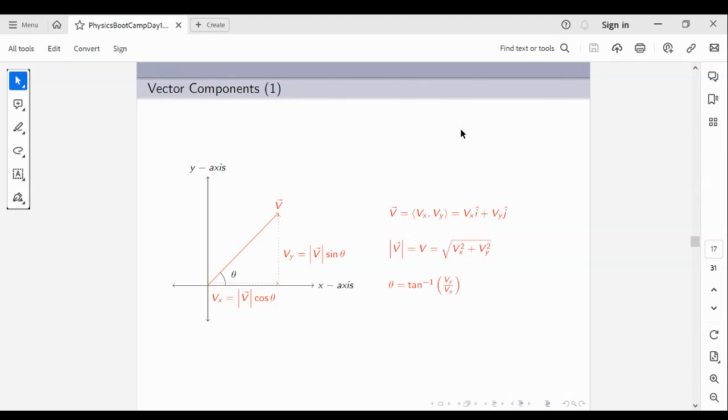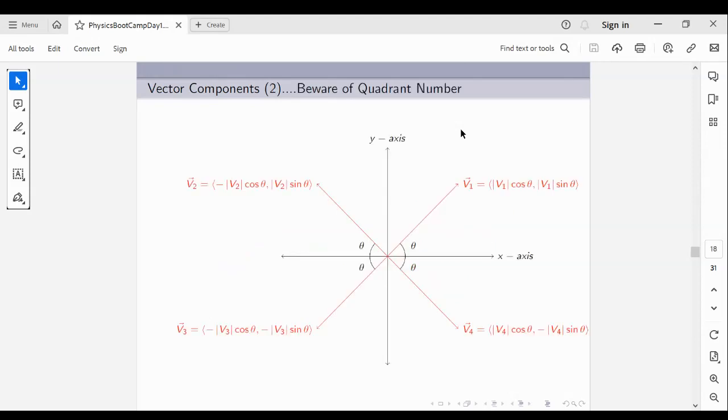So after we've talked about components, I want you to be mindful of where exactly you are in your coordinate system. X is not always cosine theta. Y is not always sine theta. You need to know what opposite and adjacent mean and adapt it to the problem at hand, which we will get into in the next few days.